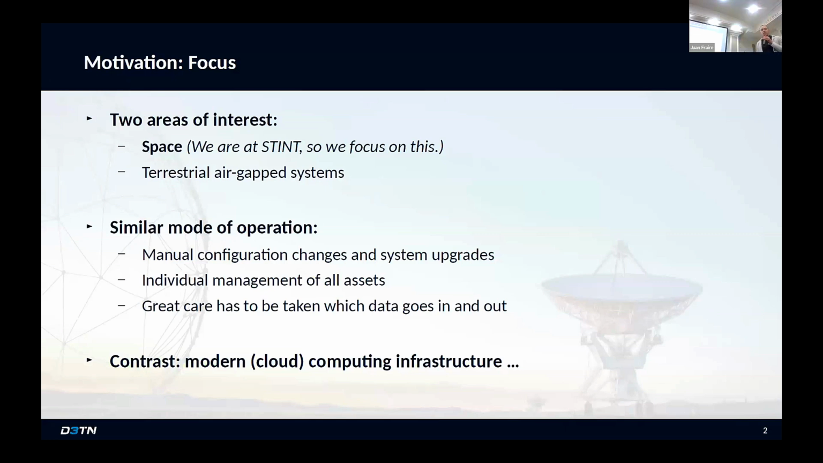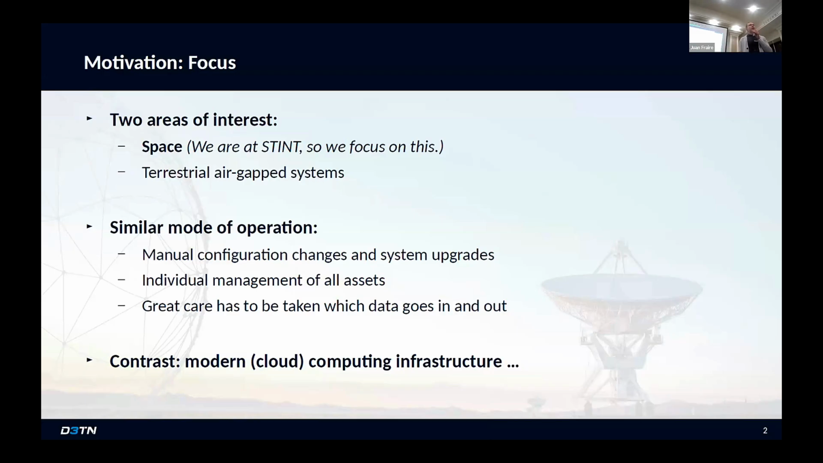So, yeah, let's start with our motivation. Let's start with our general focus at the moment at D3TN. At the moment, we are focusing on two topics. Our main motivation, of course, over several years has always been space, and as we are at STINT, this is also the focus of this presentation. But I must say we had a second area of interest that emerged in the last couple of years, because we also have some background in conventional cloud infrastructures and distributed systems on Earth.